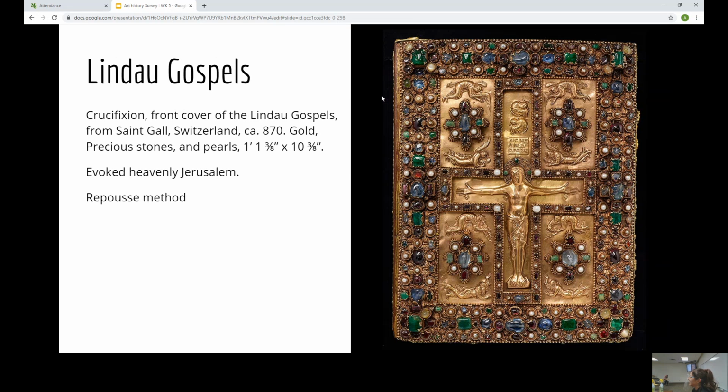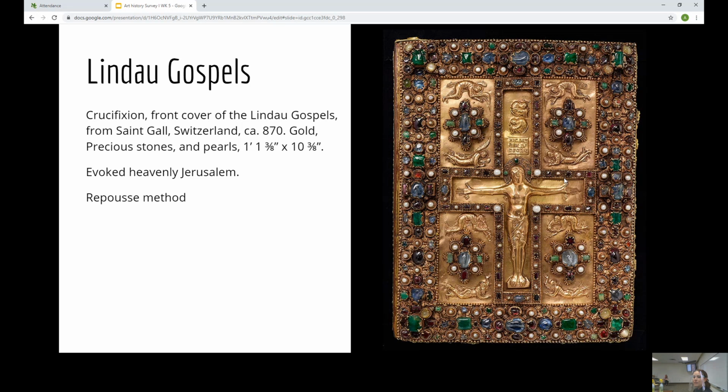Some more books. This one's quite a bit different though. We aren't looking at the page, we're looking at the cover of the Lindau Gospels. A lot of these books, especially ones commissioned by Charlemagne, were decked out to the nines with the book covers. So this one is gold. It's a sheet of gold with precious and semi-precious stones outside. It is using the repoussé technique. I think we've talked about it in this class before. It's where you get a sheet of metal and beat it from behind to create these images.